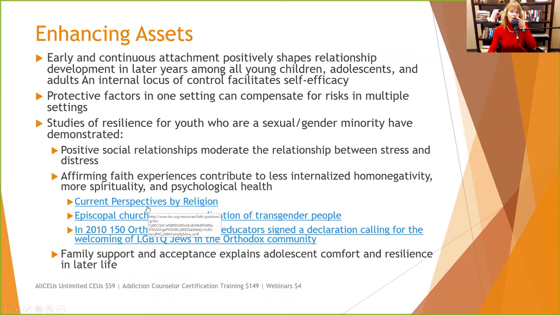But this Current Perspectives on Religion, if you click on that, it lists a bunch of the religions. I'm sure they don't have all of them out there. And you can read their basic position on LGBTQ. Family support and acceptance explains adolescent comfort and resilience in later life. So it's so important for the person who identifies as a gender or sexual minority to feel that they have got family support and acceptance.